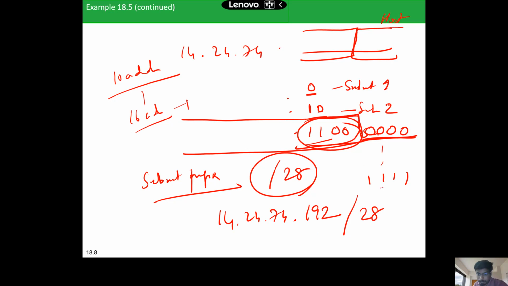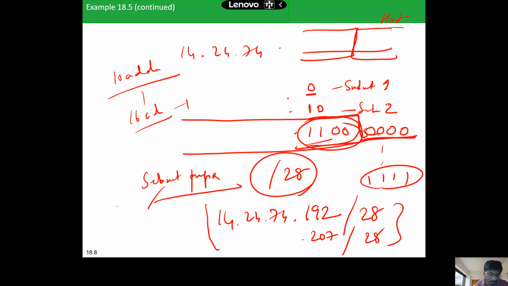The last address, if you add up the rightmost 4 ones, it will be 15 plus 192, which will be 207/28. This is the last address in your case.